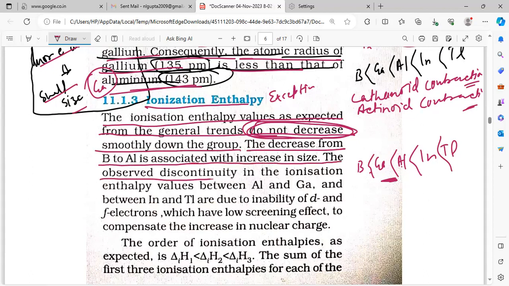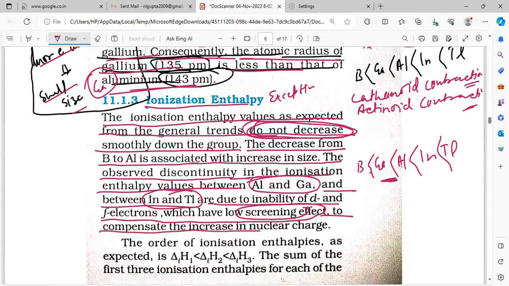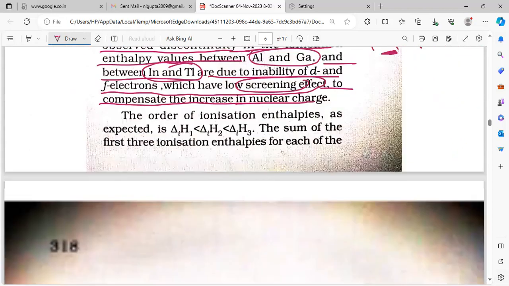The observed discontinuity in the ionization enthalpy value between aluminum to gallium and between indium to thallium, two places are there. Indium to thallium are due to inability of d and f electrons, which have low screening effect, to compensate the increasing nuclear charge. Kindly keep in mind the differences are not only one, there are two places. Here is boron, aluminum, here will be indium, here will be thallium. Now see the order here.